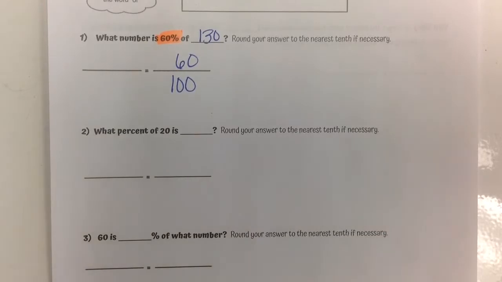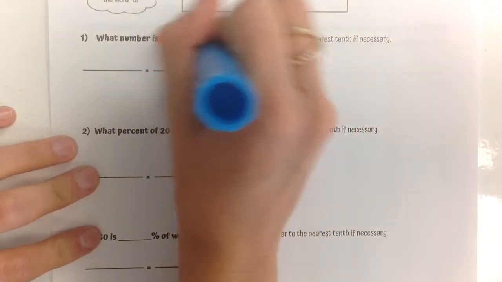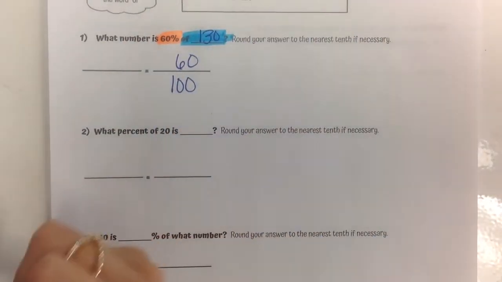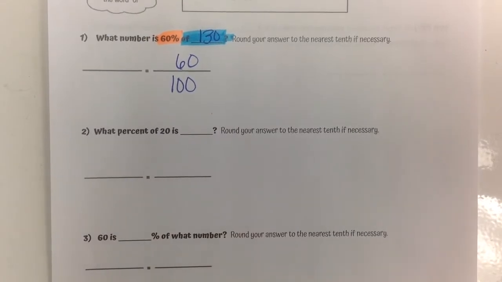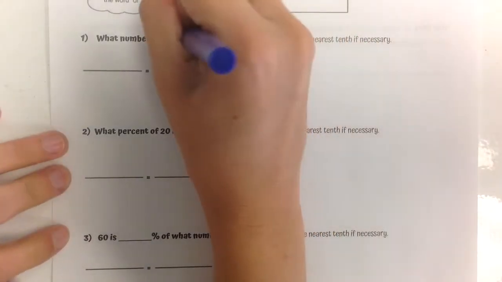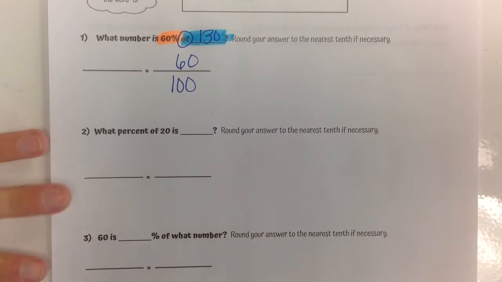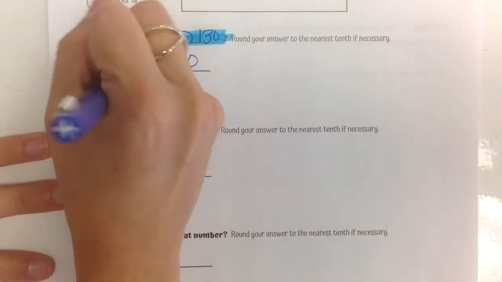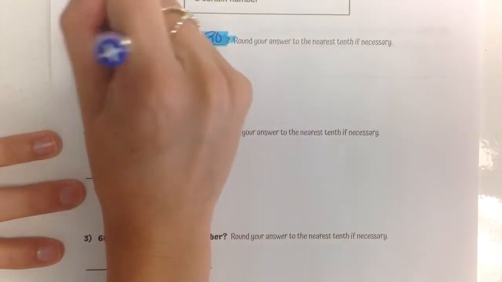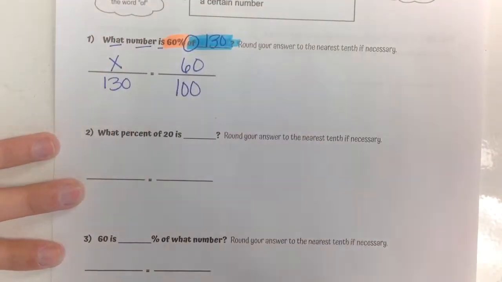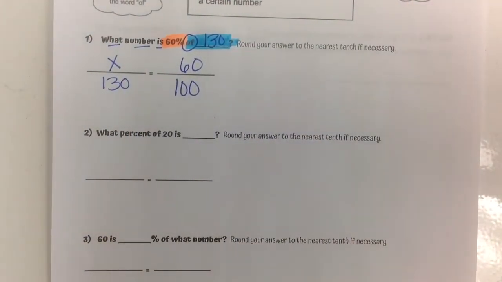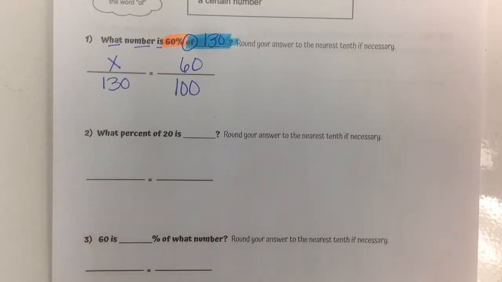The other number that's given to me is 130. And if I look at the key words here, it says "of 130," which clues me into the whole. So this should go on the bottom, which means I'm solving for the part. And if you look, it says "what number is." So we don't know what "is," we don't know that part. Then we can go ahead and solve.